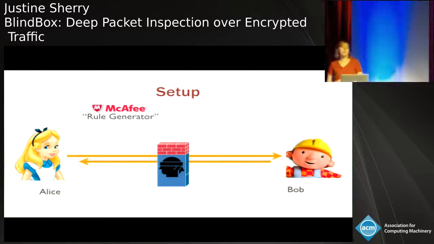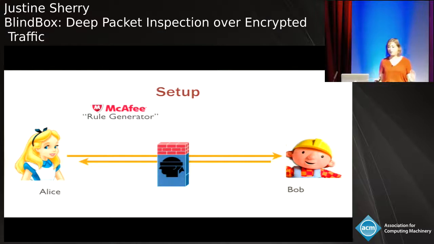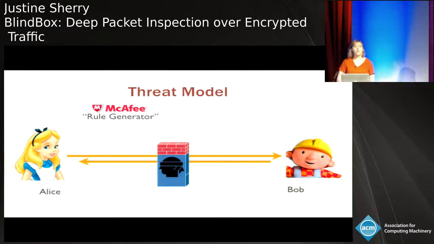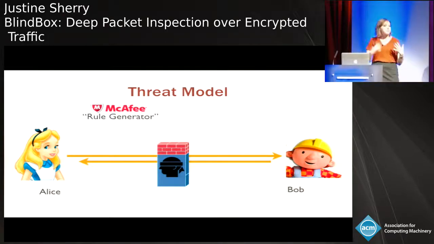So let's look at the setup. BlindBox leaves most of the setup exactly the same as how you use intrusion detection today. We have Alice, Bob, their Middlebox, and our rule generator, this third party. The threat model also remains remarkably similar to what we use in IDSs today. And there are a couple of properties, a couple of assumptions baked into how we use these systems.